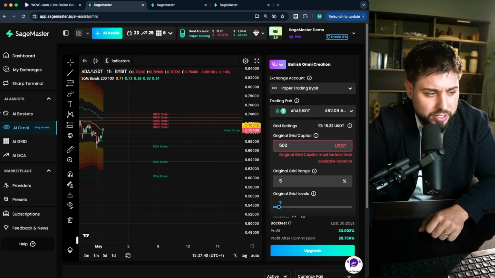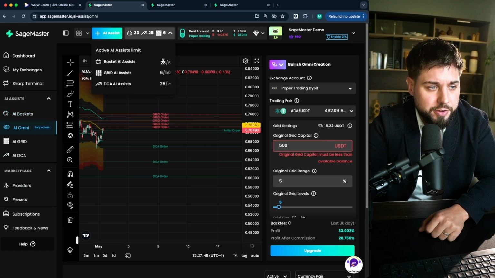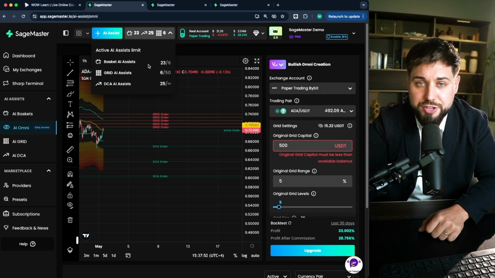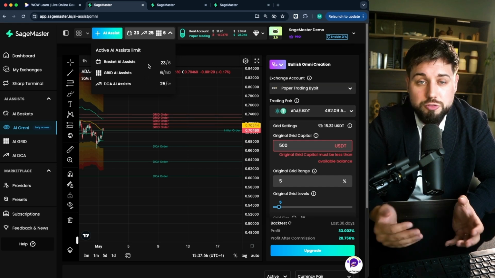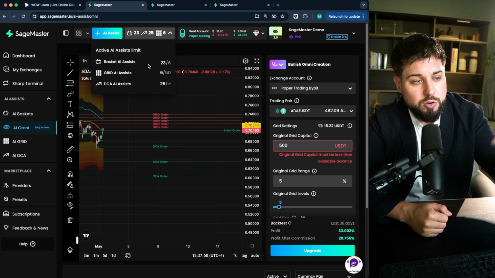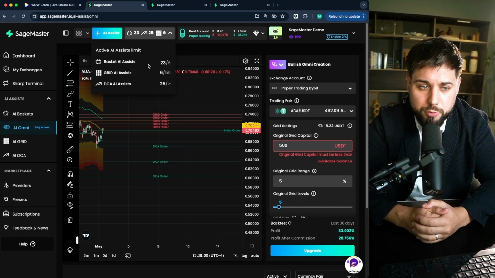I absolutely love this platform. You can follow marketplace providers, you can set up baskets, you can set up Omni Assist, and as you can see on this account, there are multiple strategies running based on my configurations, and I'm always the one that is in control over these strategies. You can connect this to Telegram to get Telegram notifications.